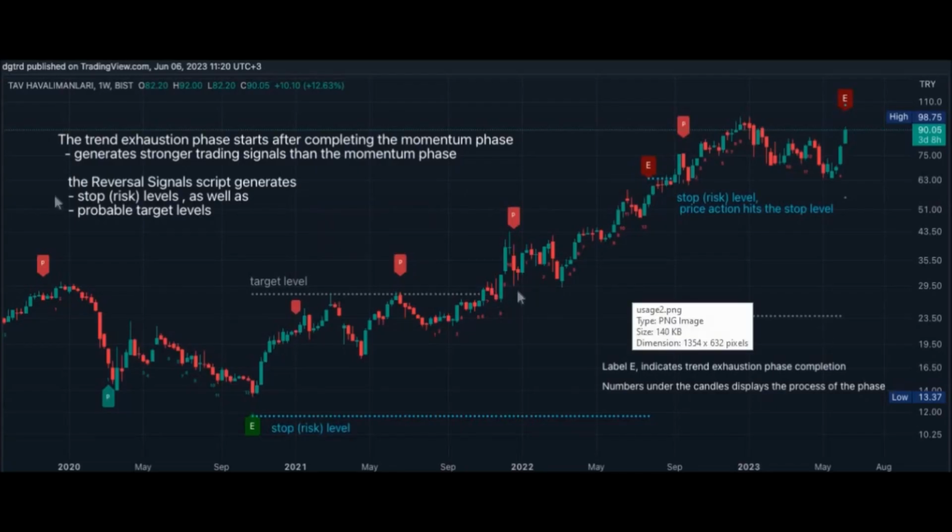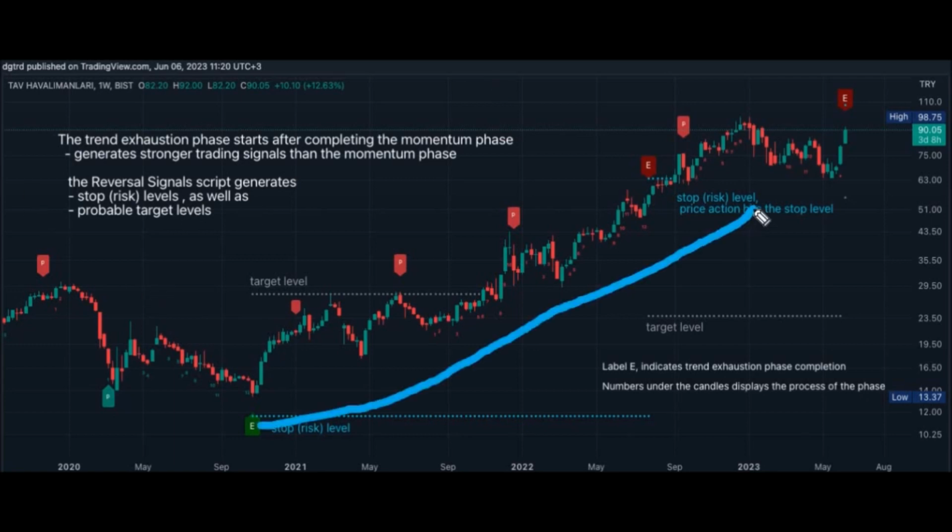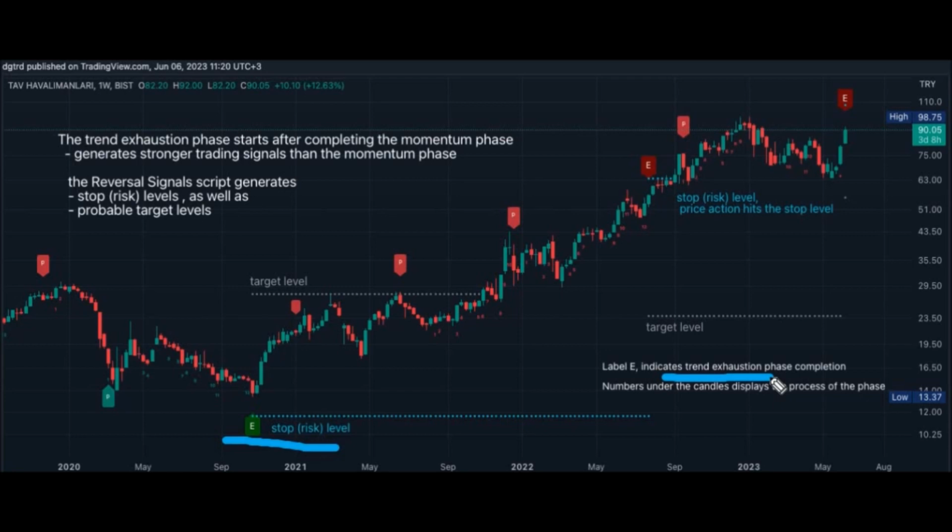So this is what we mean by the trend exhaustion phase, which basically starts after completing the momentum phase. That's when you're supposed to see this trend exhaustion. It generates a stronger trading signal than the momentum phase. Okay, so the reversal signal indicator generates stop risk levels as well as probable target levels. What you can see over here indicated by this E shows you the stop risk levels. Okay, so label E indicates a trend exhaustion phase completion. That's what you're really supposed to understand. Remember, we have P, which we saw before, and now we have E, which indicates a trend exhaustion phase completion.